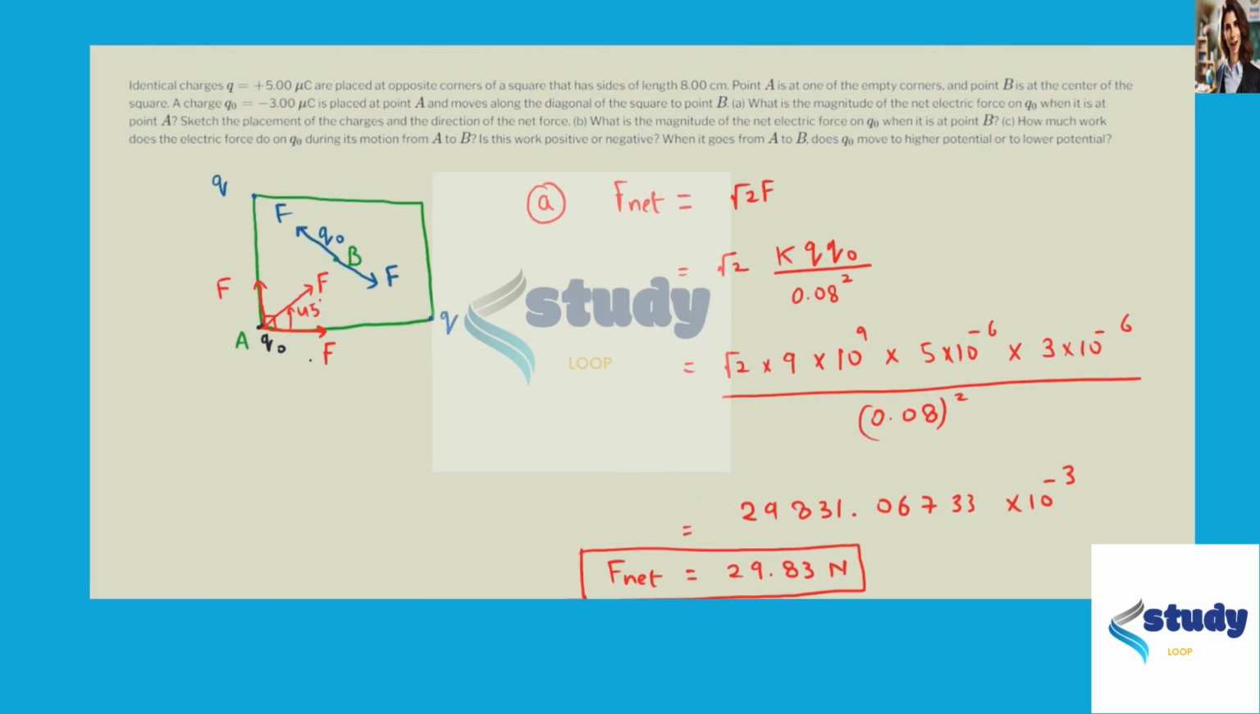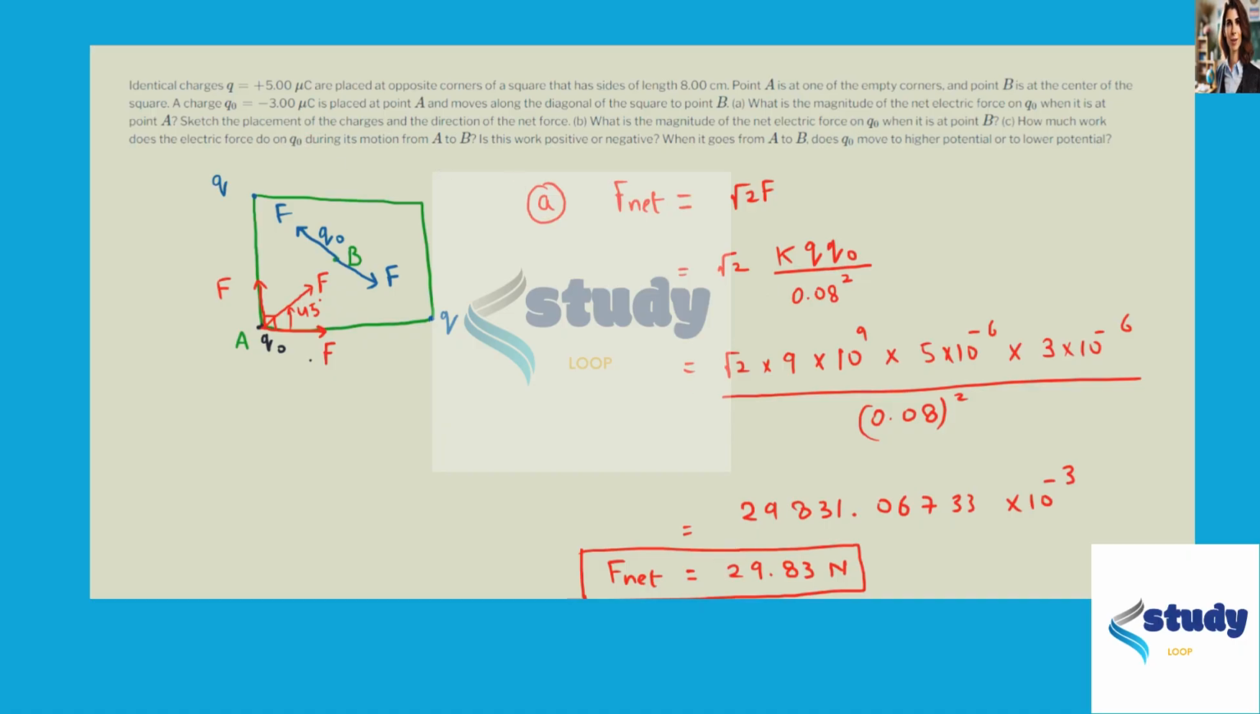The next one is how much work does the electric force do on Q naught during its motion from A to B. So we have to find the net work done by the electric force in the motion.